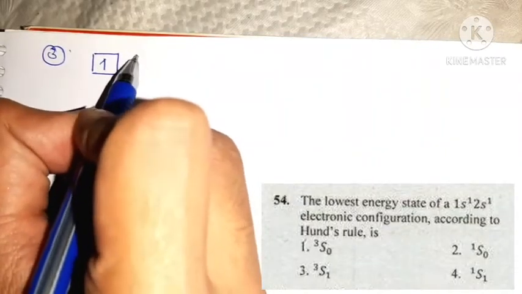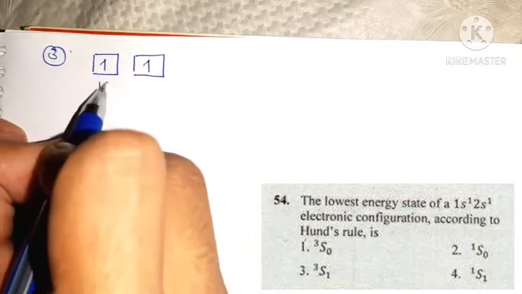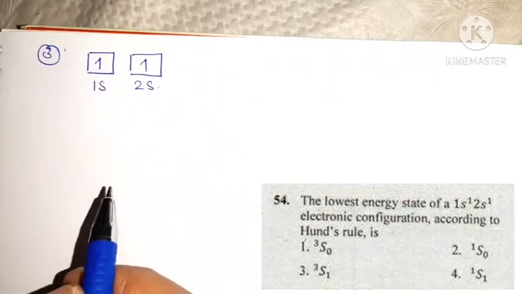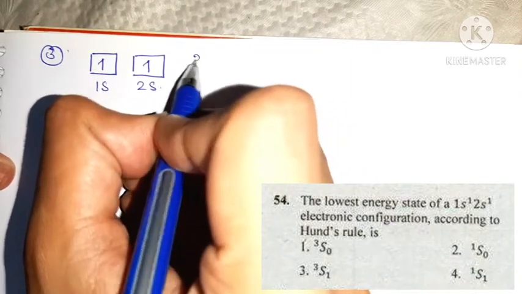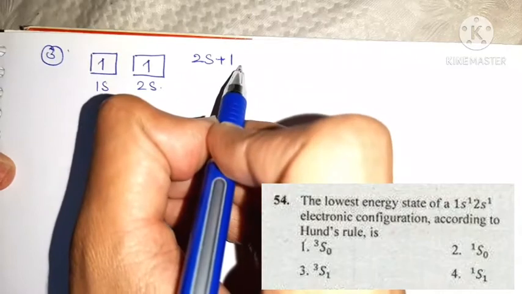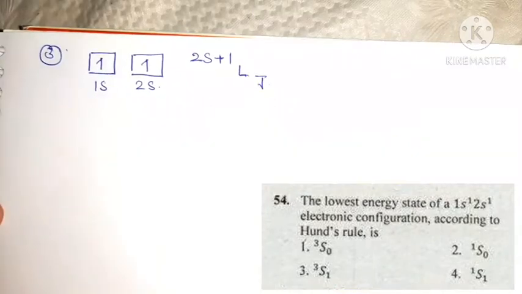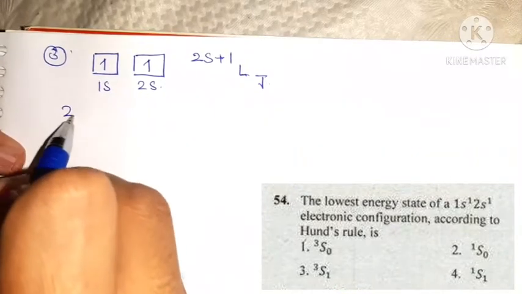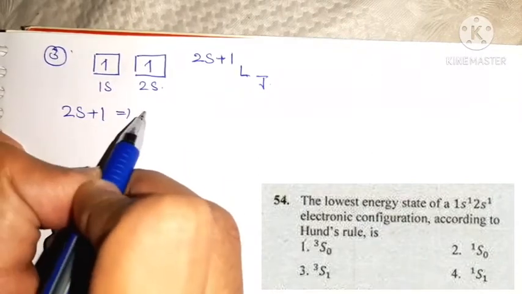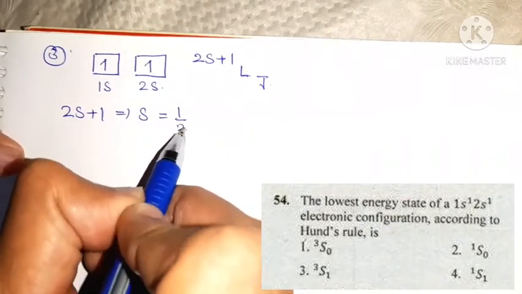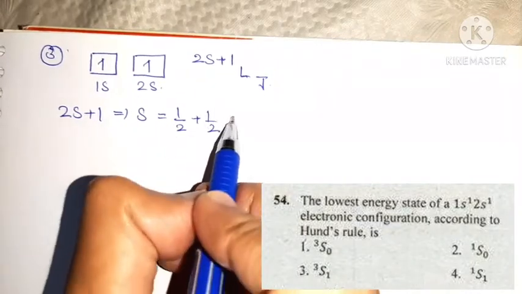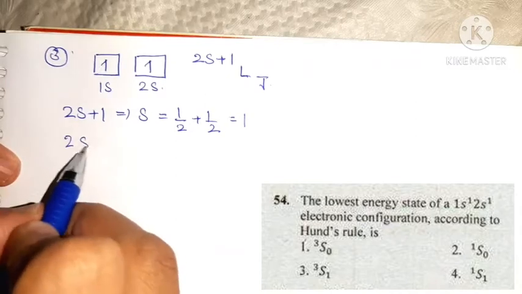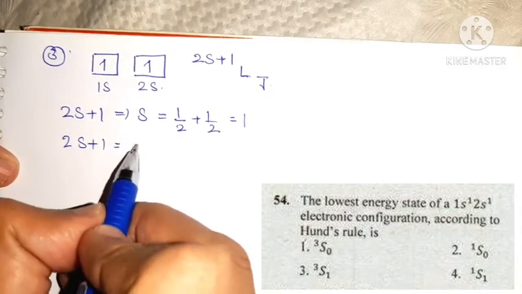Now see, friends, we have two electrons. One electron is present in the 1s orbital and the other one is present in the 2s orbital. Okay. So first of all, the general expression for the term symbol is 2S plus 1 L J. So for 2S plus 1, we must know the value of S. We have two unpaired electrons, so the spin values are plus half and plus half, so the S value is 1. So 2S plus 1 will be 3.